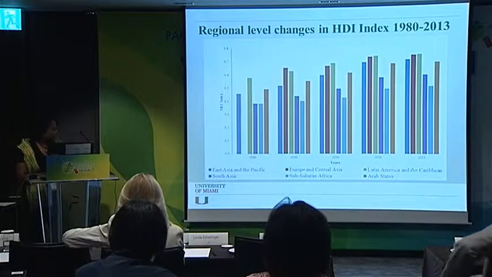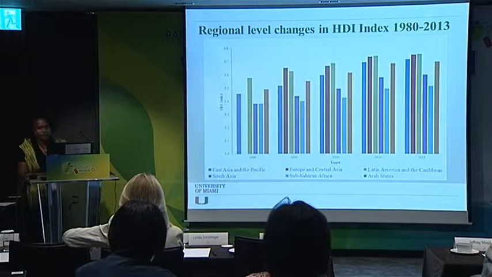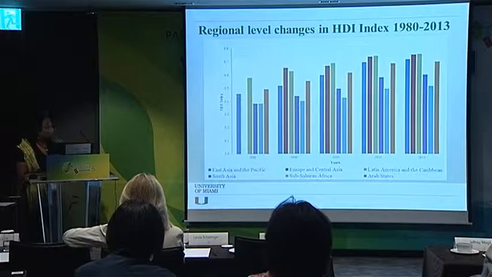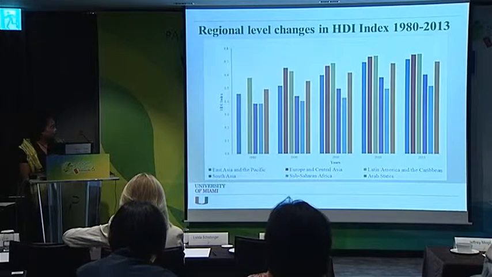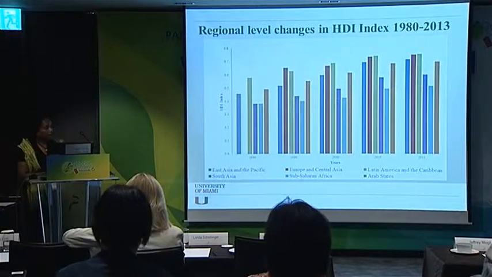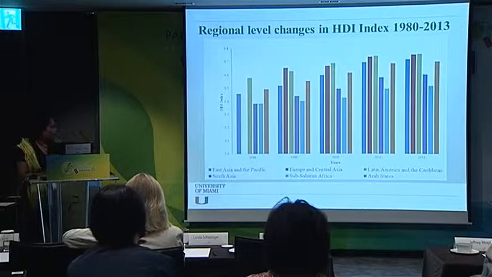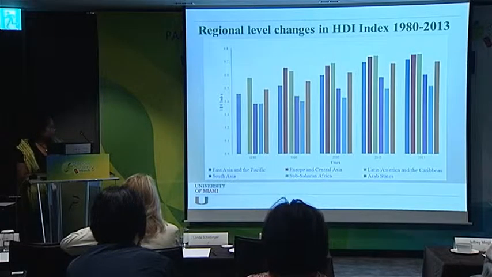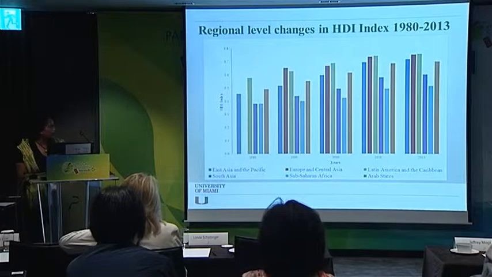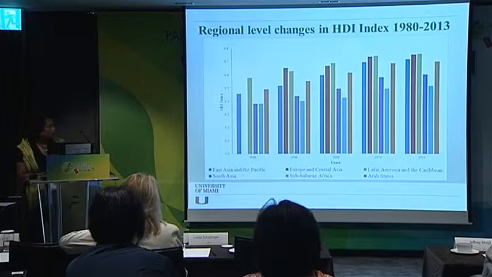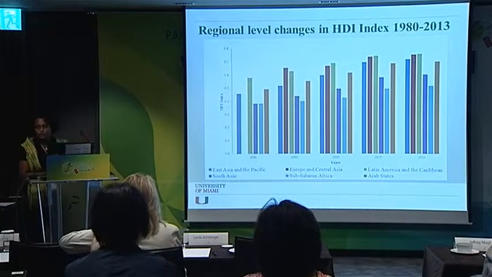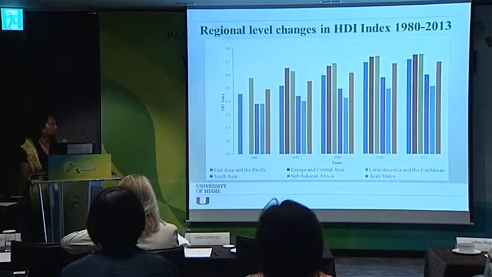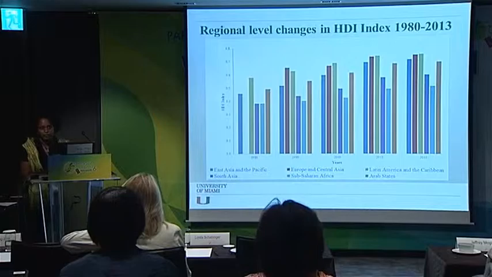And this just shows the change in Human Development Index. Many of you may be familiar with the Human Development Index, which is released by the United Nations Development Program, UNDP. They come up with the HDR, Human Development Report. At the bottom you can see the legend for the different regions of the world and the change in HDI from 1980 to 2013. And of course, most regions showed a positive direction. That is, there was an improvement in the overall Human Development Index.